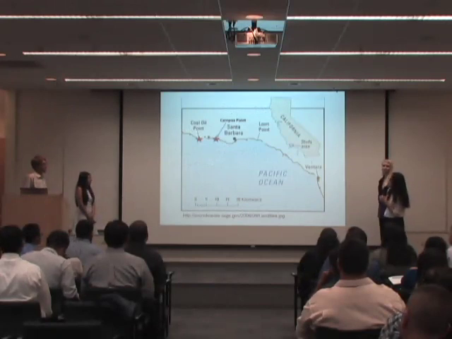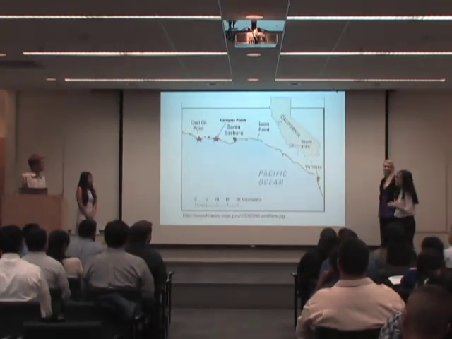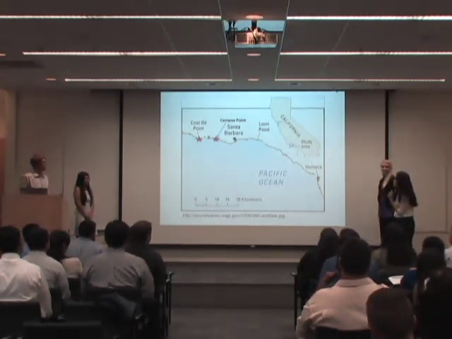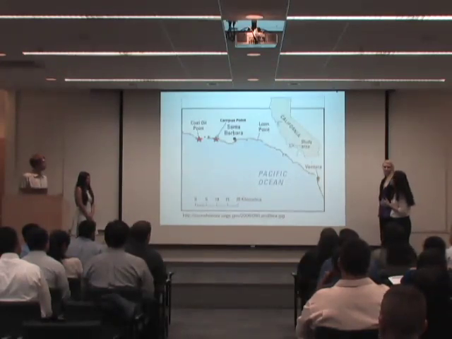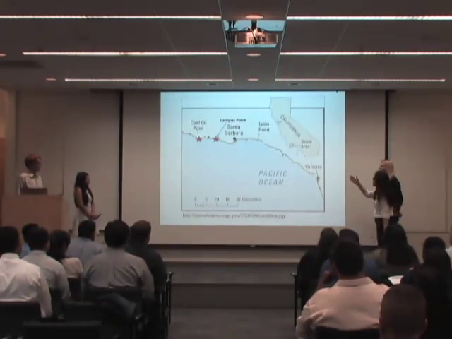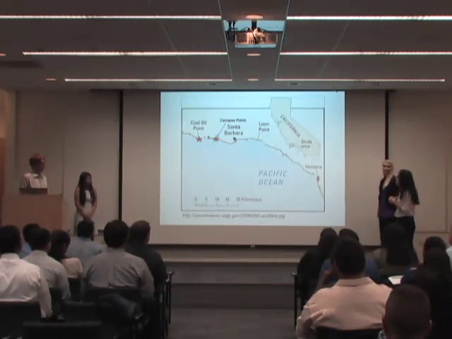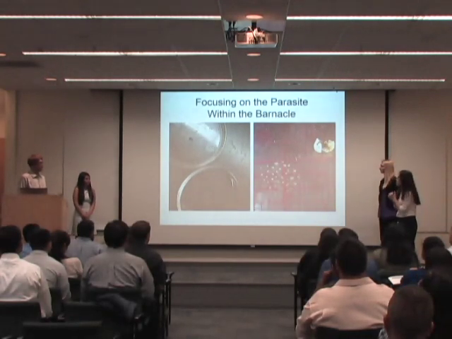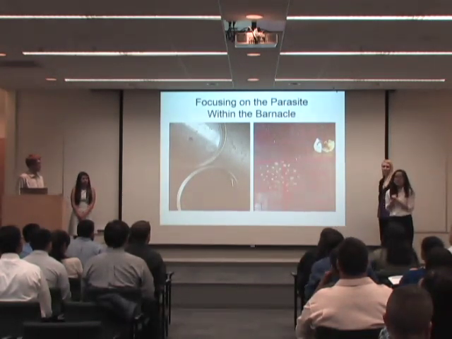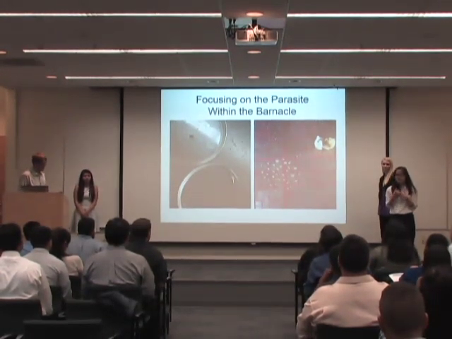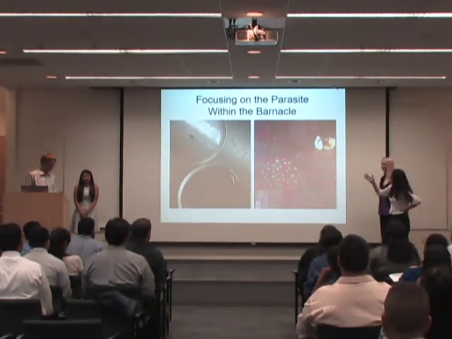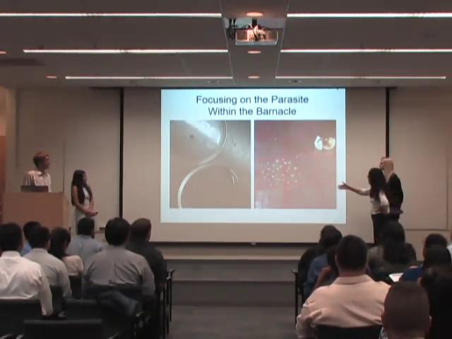So our research requires some field work, such as collecting barnacles from their natural environment. The two main points that we collected were Coal Oil Point and Canvas Point, which are rocky intertidal zones. For method, we use a dissecting microscope, which provides us a chance to have a closer look at our species, which are the barnacles on top and the parasite on the bottom, right here.